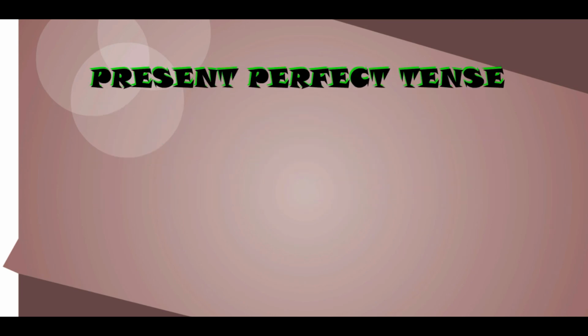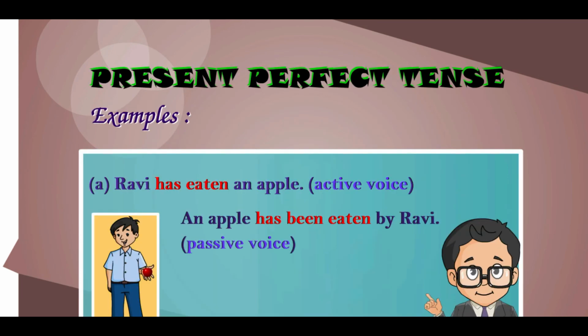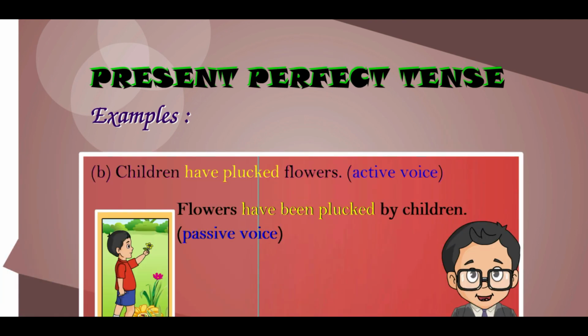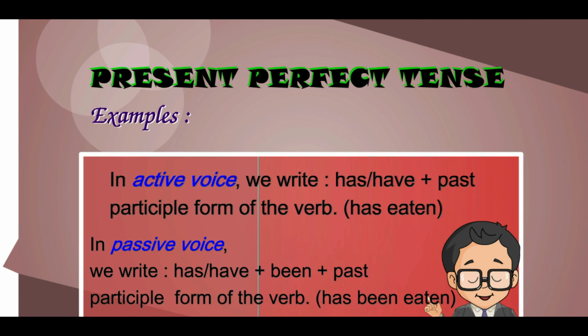Present perfect tense. Examples: Ravi has eaten an apple, active voice. An apple has been eaten by Ravi, passive voice. Children have plucked flowers, active voice. Flowers have been plucked by children, passive voice. In active voice, we write has, have plus past participle form of the verb: has eaten. In passive voice, we write has, have, plus been, plus past participle form of the verb: has been eaten.